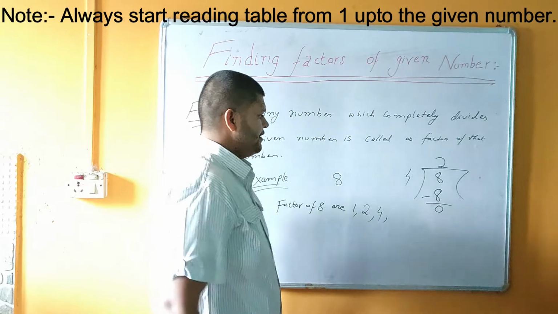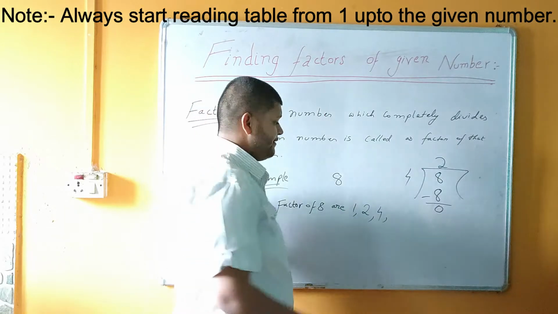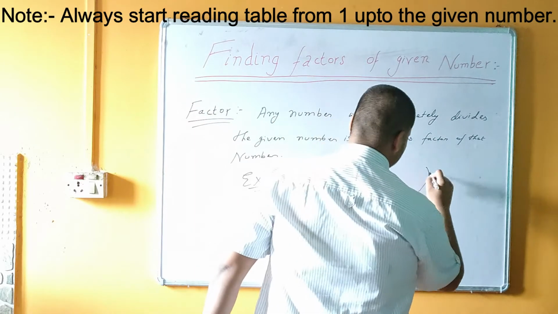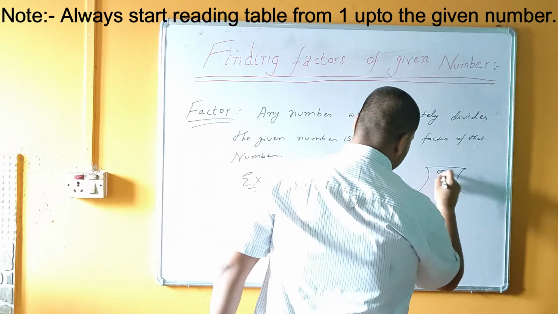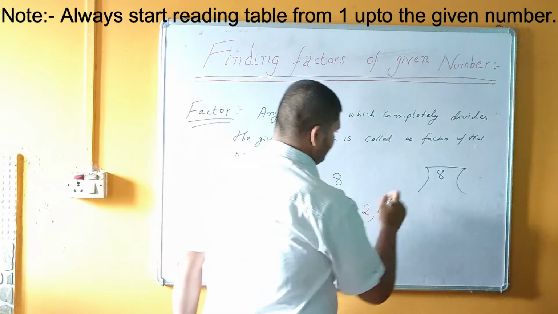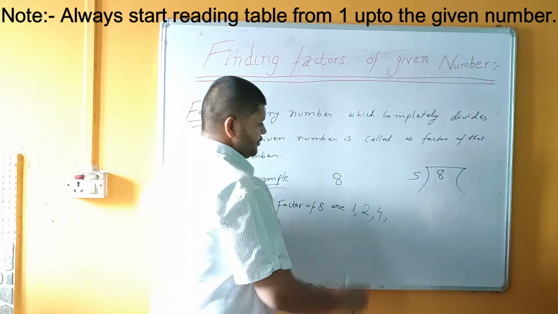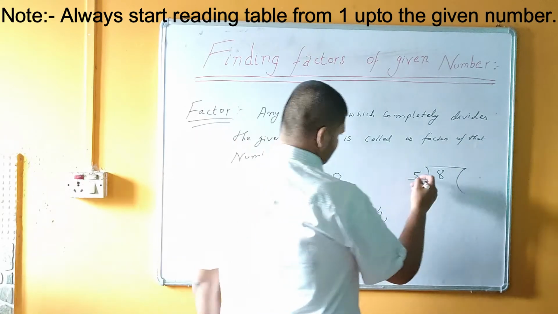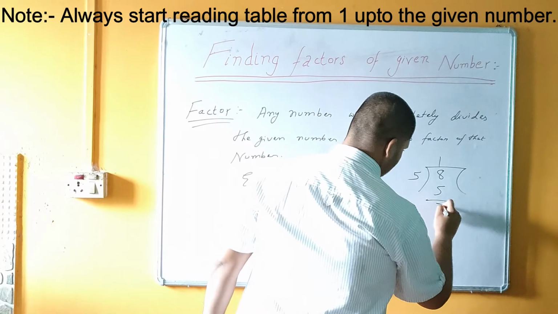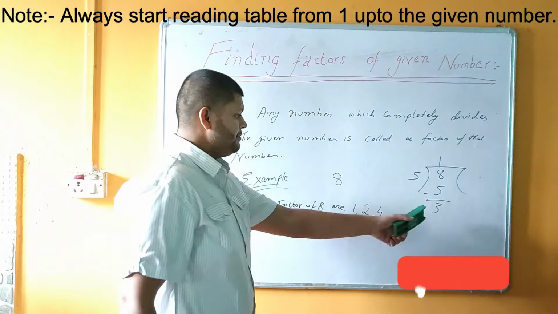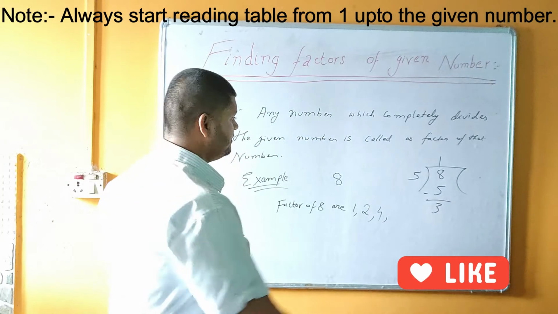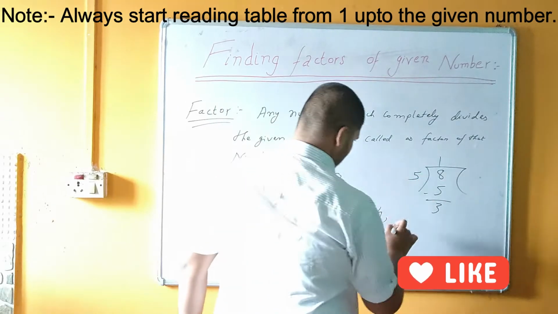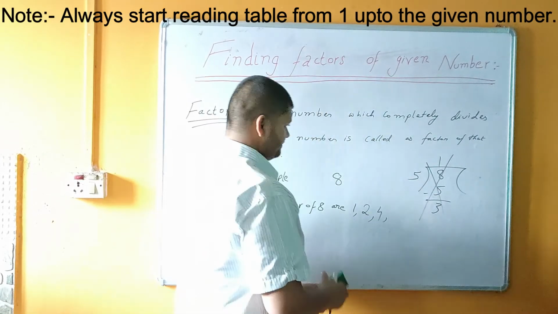Again, we will see for 5. Do you think in the table of 5, 8 will occur? No. Let us see. 5 ones are 5. It will give 3. That means the remainder is not 0. Then this 5 is not a factor of 8. Okay? So we will not write it. We will discard it simply.